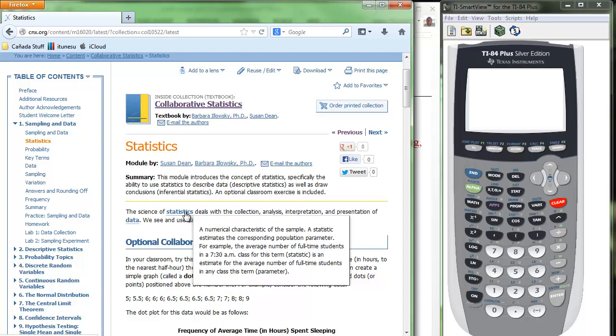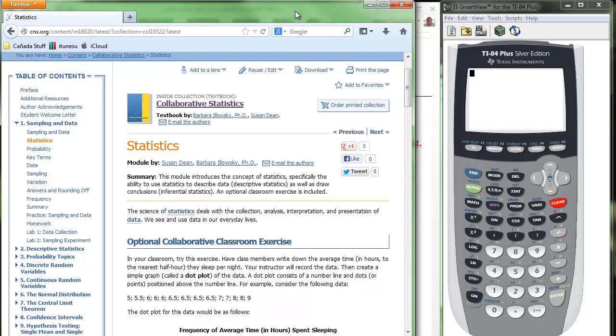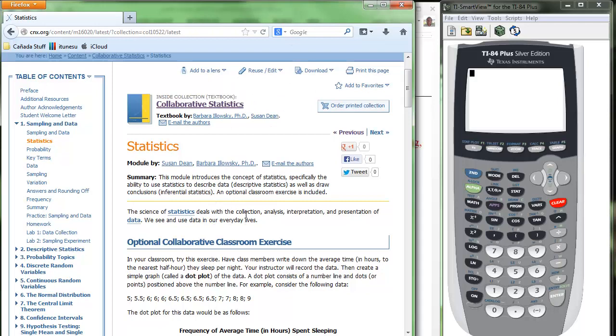And by the way, statistics has multiple definitions. Another totally different definition is that a statistic is a numerical characteristic of a sample. Now, that's a definition that's used in our statistics class, but for us in general, how I want you to define statistics is statistics as a subject, and that's the collection, analysis, interpretation, and presentation of data.